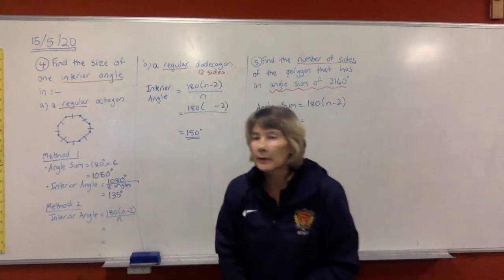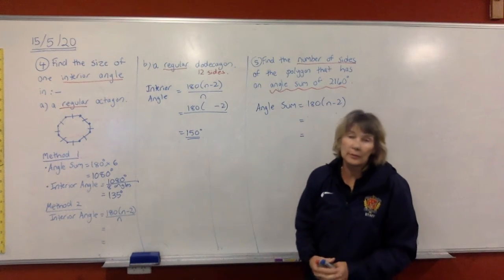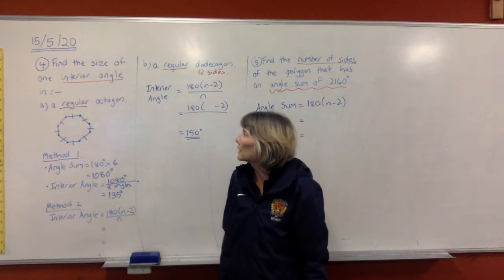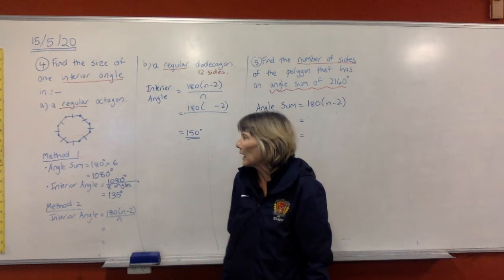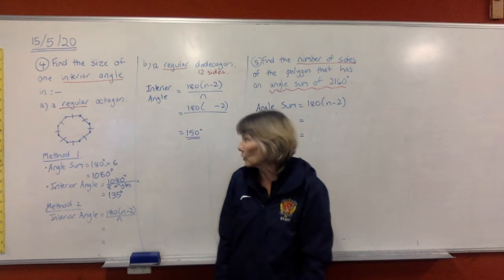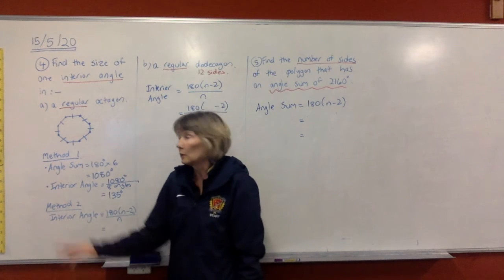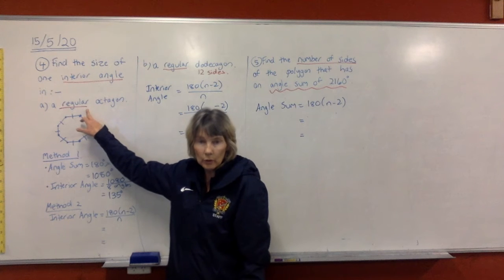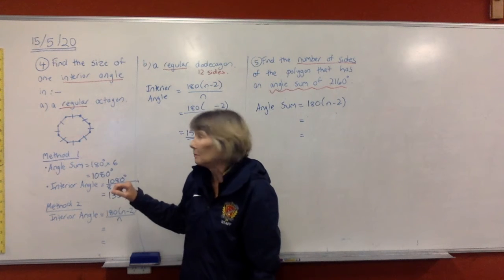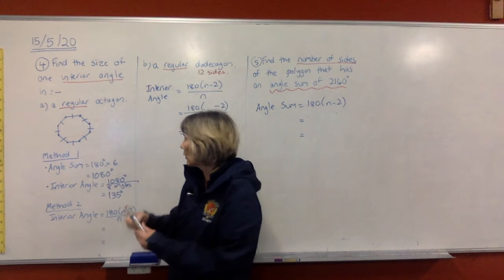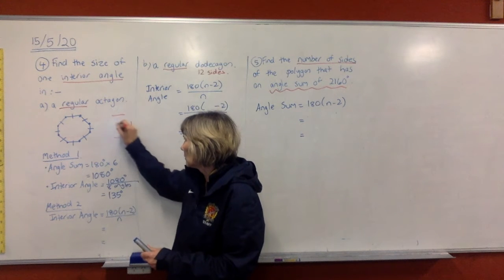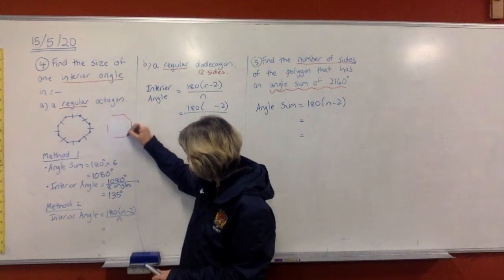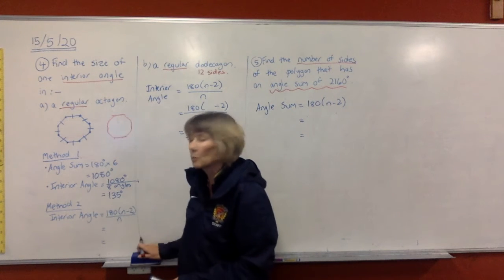Okay, boys, so we're just going to finish off the last few examples here. The first question up the top here, number 4, says find the size of one interior angle in a regular octagon. An octagon has 8 sides, and a regular octagon has 8 sides that are all equal. So the easiest way to draw an octagon is to just do 4 sides like that with gaps, and then fill in the gaps. That's the quickest way to draw one.